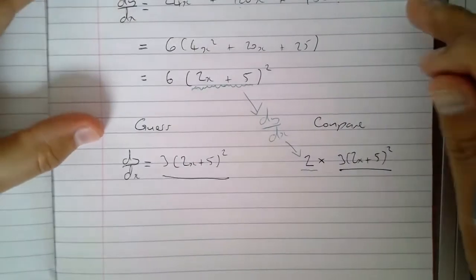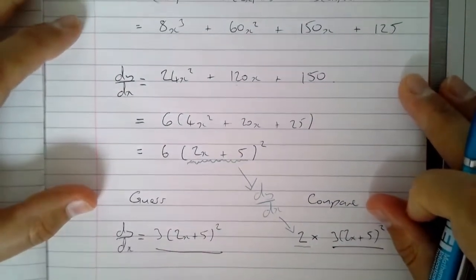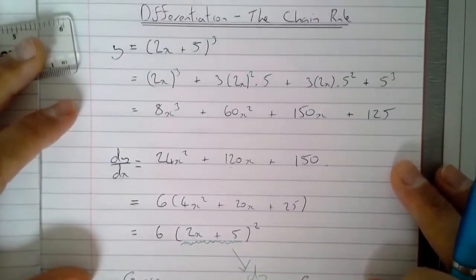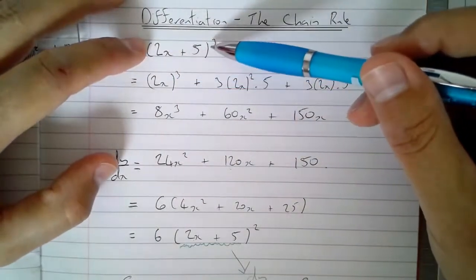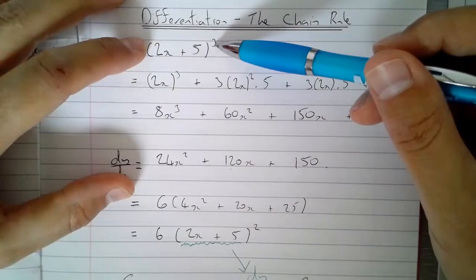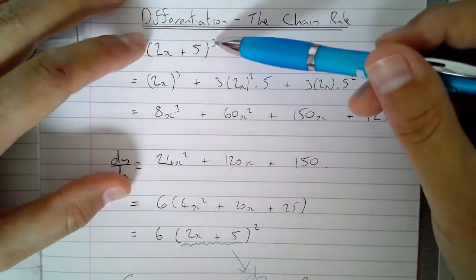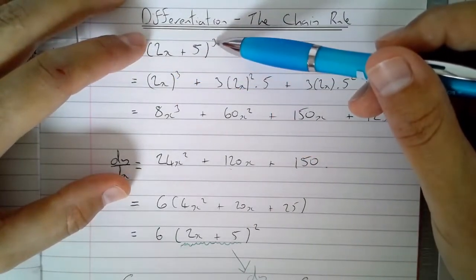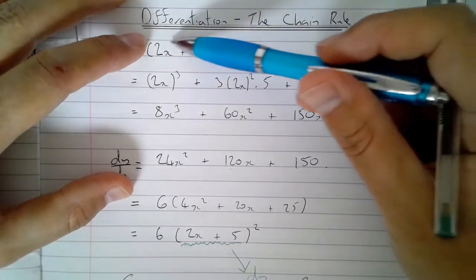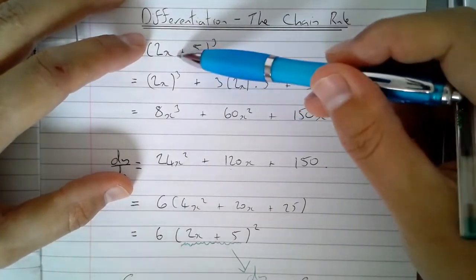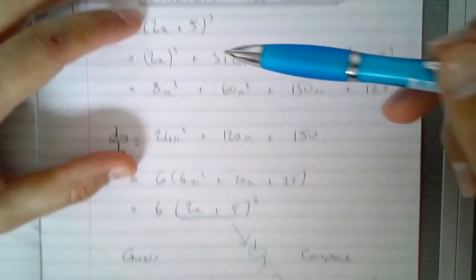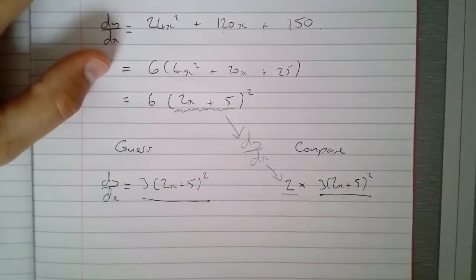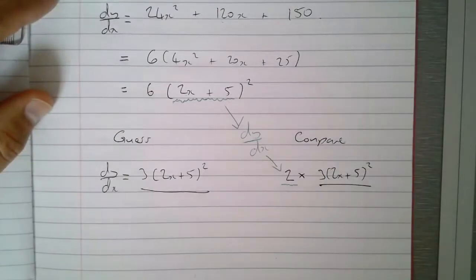So what we seem to have found out is that if you have a more complicated function, such as this one, which is something in a bracket to the power of something else, yes, we drop down the power, yes, we reduce the power by 1, but then afterwards, the more complicated thing in the bracket, we have to differentiate it and times our answer by it. So let's just have a look at an example of that.